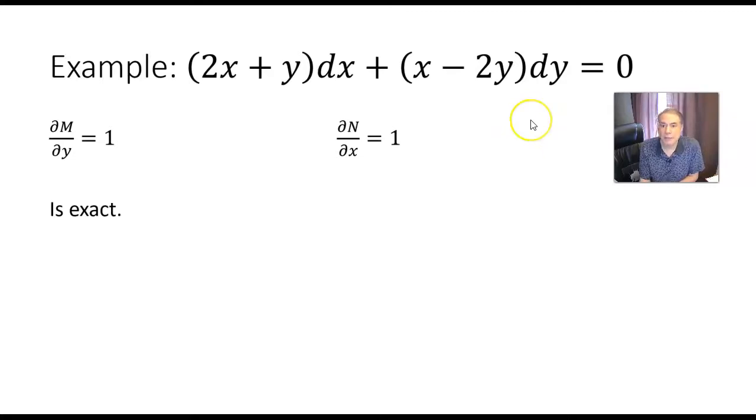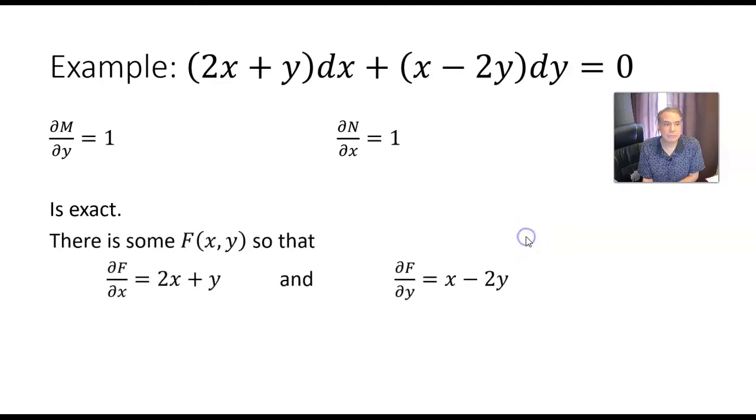Okay, now what? If it is an exact equation, that means this is the total differential of some function of x and y, but we need to find what that function is. We need to find some function so that the partial of that function with respect to x is 2x plus y, and at the same time, the partial with respect to y of that same function is x minus 2y. Okay, so how do we do this? How do we find this function?